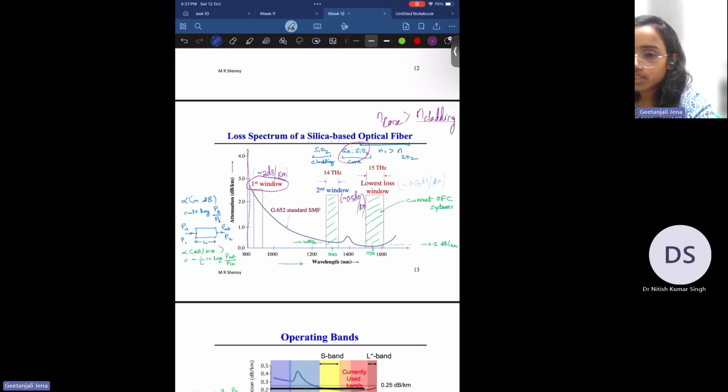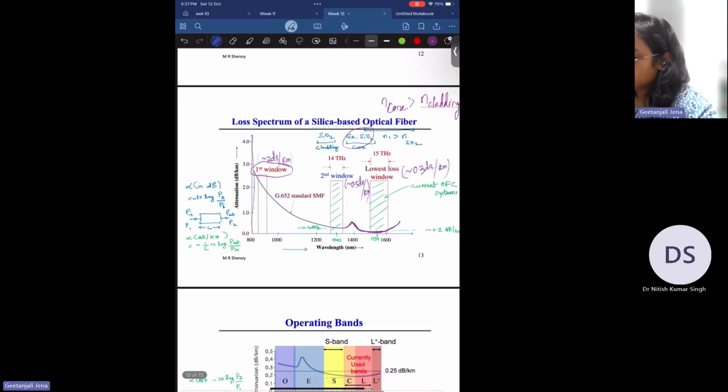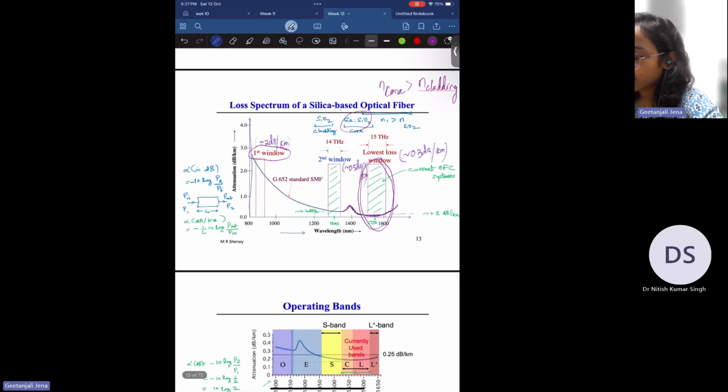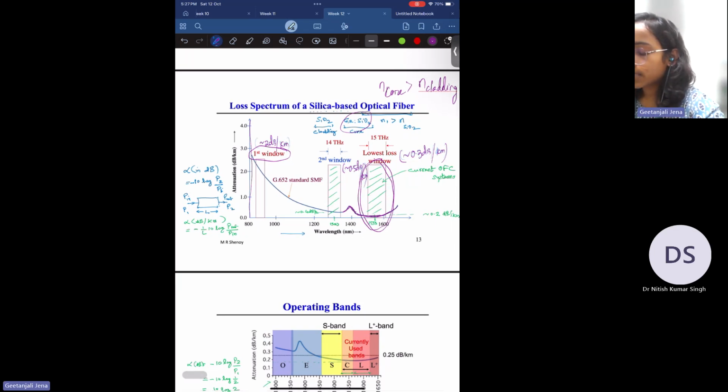And the lowest loss window, the third window that is used nowadays, has losses around 0.3 dB per kilometer. If you see the losses as we move from 800 nanometer to 1600 nanometer, the losses gradually decrease, and there is a minimum in the loss around 1550 nanometer. So we'll see this third window now, the low loss window of the silica based fiber.